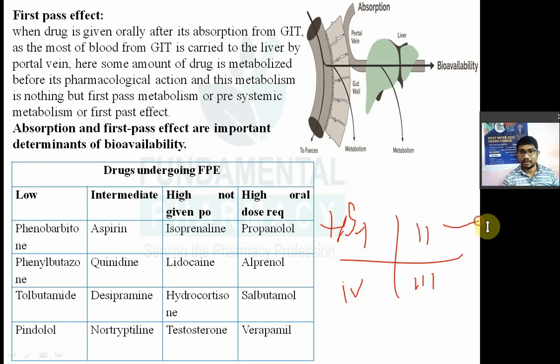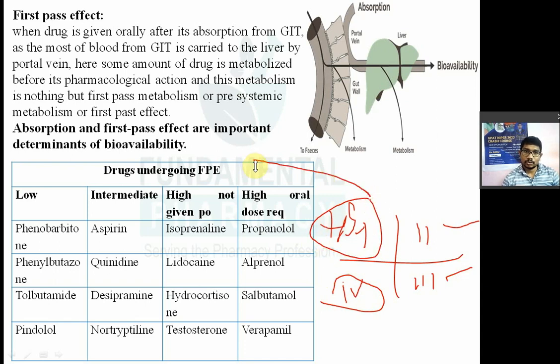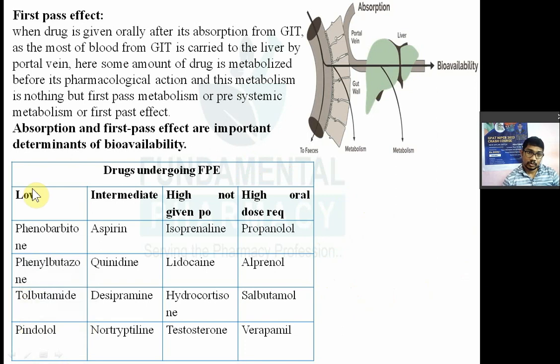These are examples of drugs which show very low first pass rate, and the bioavailability of these drugs is not affected by first pass metabolism, like phenobarbital, nalbuphine, tolbutamide and pindolol. Phenobarbital is an anti-epileptic drug, also a sedative hypnotic and anti-anxiety drug. Nalbuphine is an NSAID, non-steroidal anti-inflammatory used in arthritis. Tolbutamide is an anti-diabetic drug. Pindolol is nothing but a beta blocker. All these drugs have low first pass effect, so the first pass effect will not have much influence on their bioavailability.